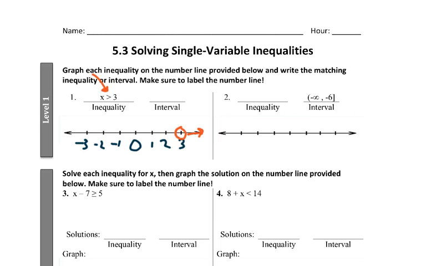Now, I need to write my interval. So I'm going to start by asking myself, what's the smallest number that x could be? Well, the smallest number x can be according to the number line is the number 3. And it can't equal 3, so I'm going to use a parenthesis. The biggest number x could be is infinity. And it can't equal infinity, because infinity is not actually a number, it's just this idea of huge numbers.